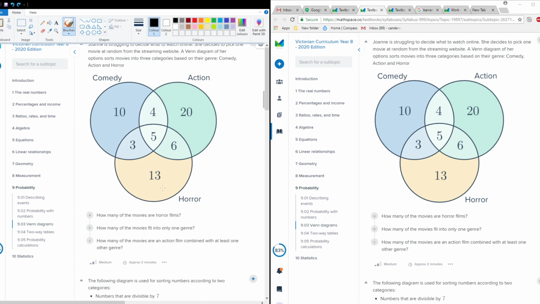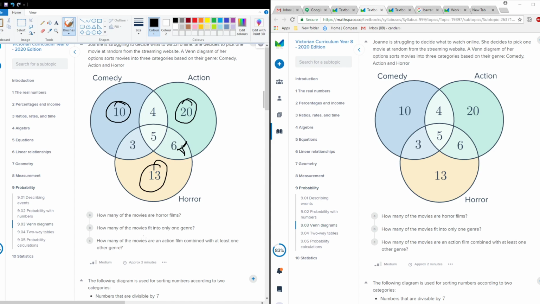How many movies fit only into one genre? Well, as I mentioned before, these ones have 2 because they're in both this circle and that circle. So this one is just comedy, these ones are just action, and these ones are just horror. So these ones are in multiple circles, so they have multiple genres. These ones are only in one circle, so they only have one genre.